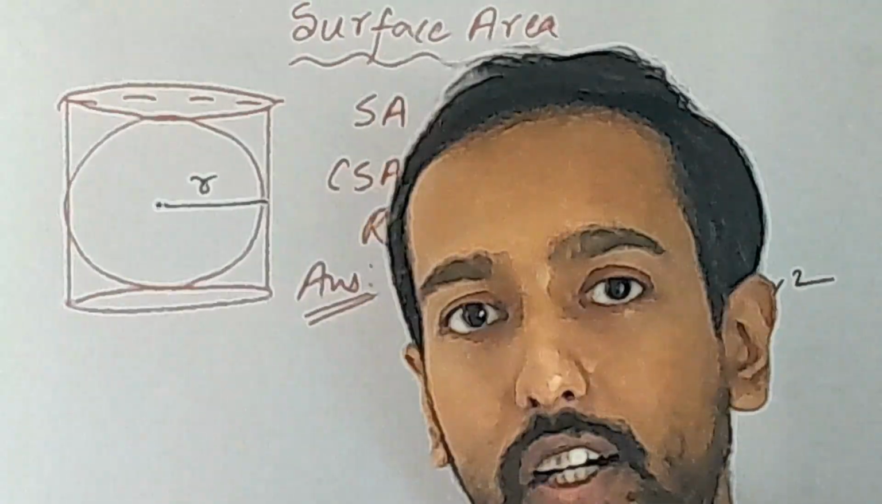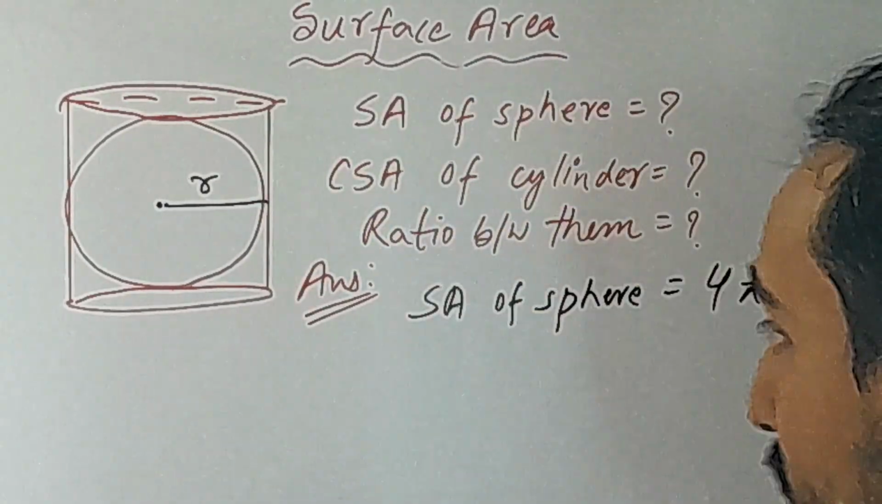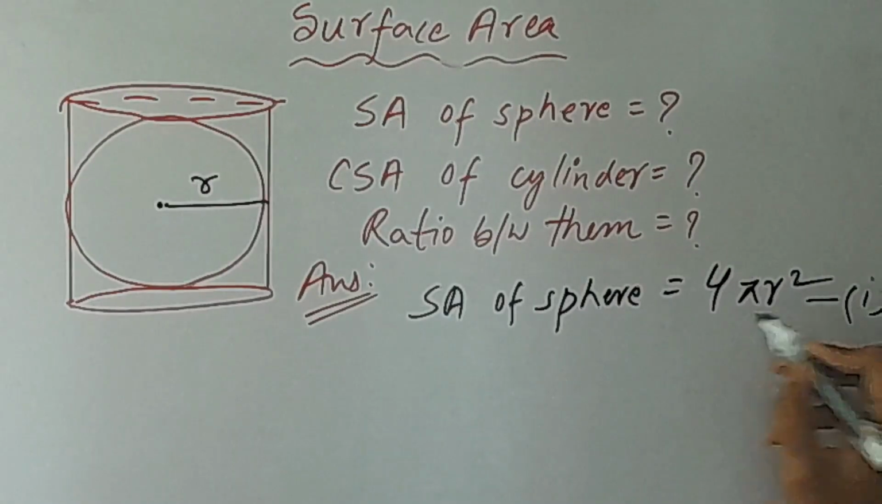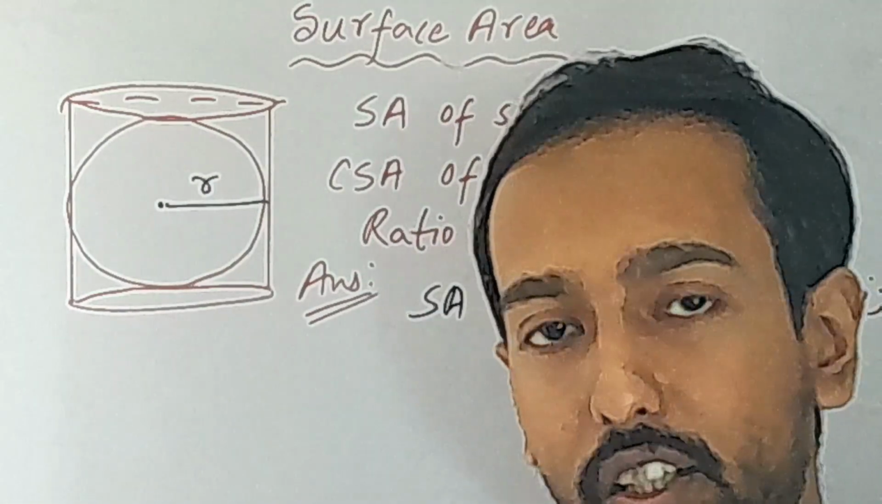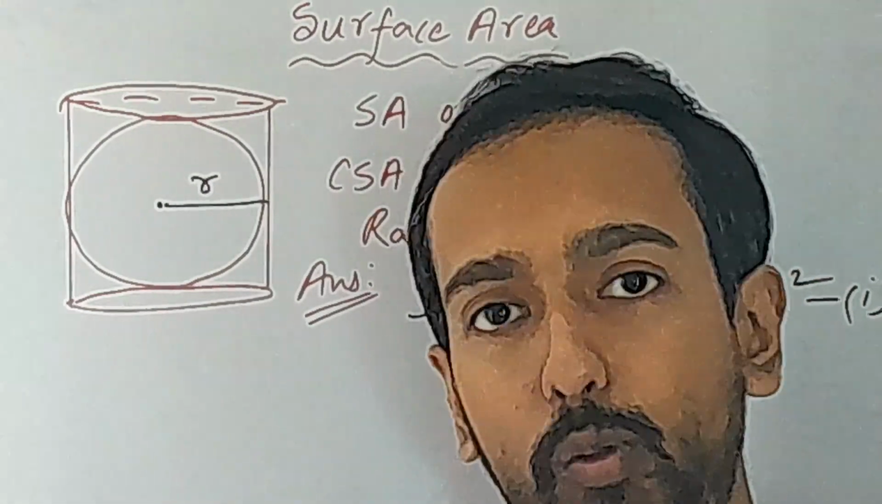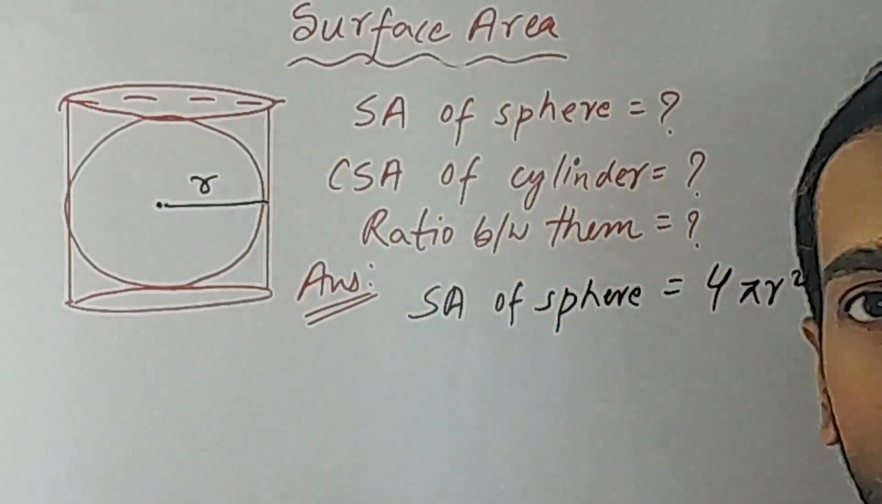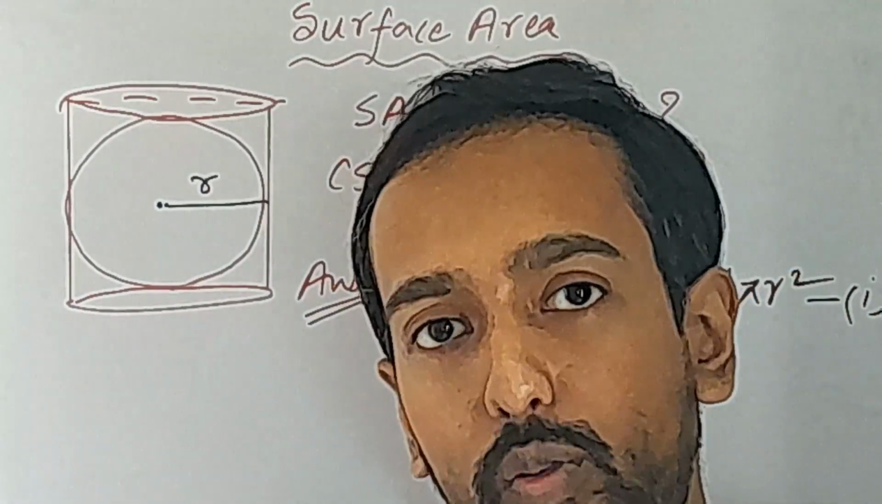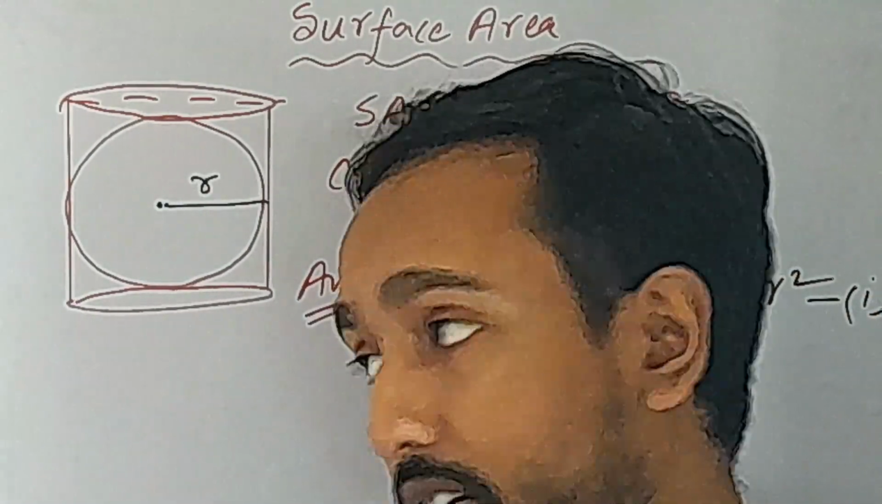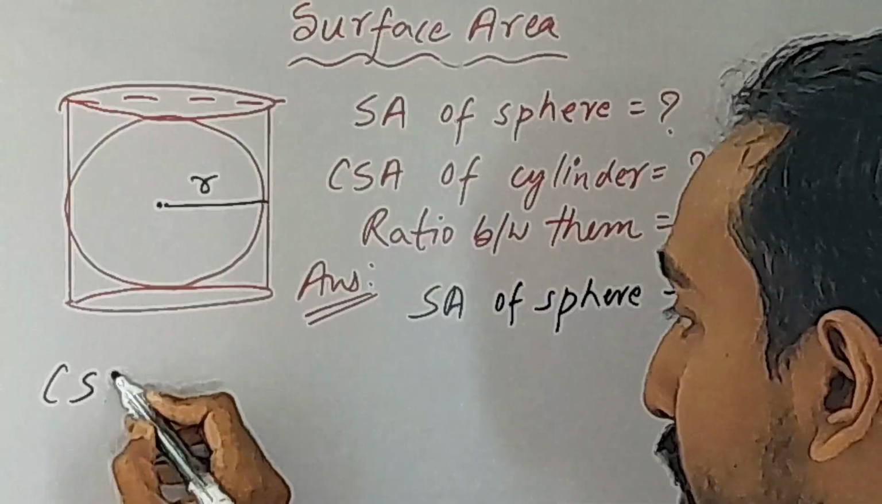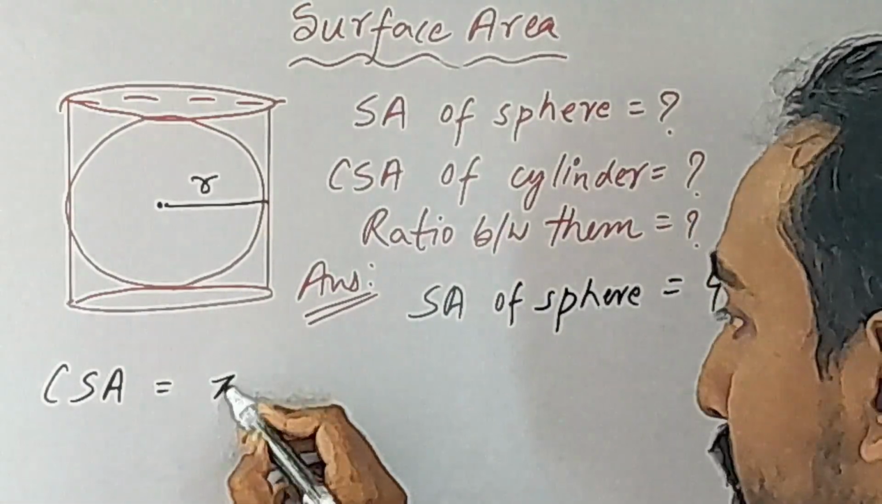Now since the value of r is not given in this question, we will use this formula only as the answer to the first part. So the surface area of the sphere comes out to be 4 pi r square, and we have taken this as equation 1. Now let's see how to find the curved surface area of the cylinder. We know that the curved surface area of the cylinder is given by pi.